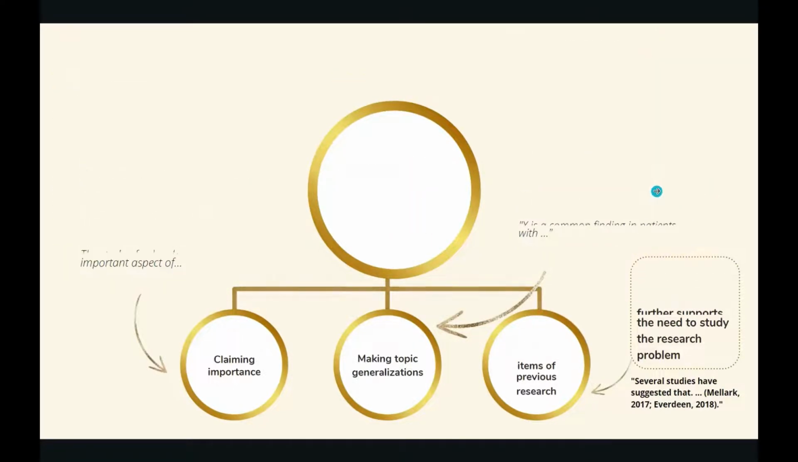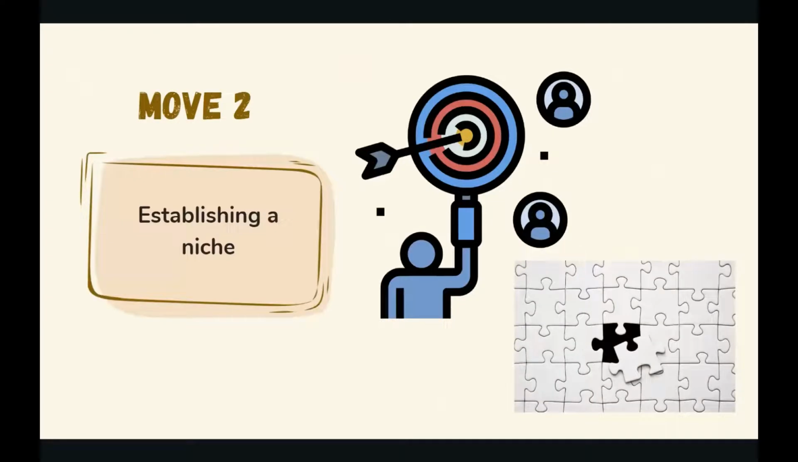So move two is establishing a niche. Okay, in move two, what we do here is simply creating a research space. So what you're trying to do here is to argue or let your readers know that there is an open niche. When we talk about a niche, class, it's a space. It's a space that needs to be filled through additional research, and that additional research is your own investigation. And a niche, again, is a field that you want to address in your project or in your paper.